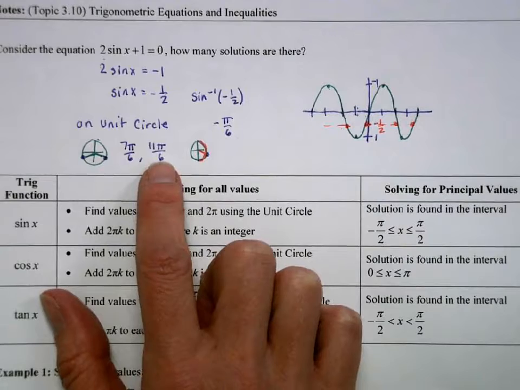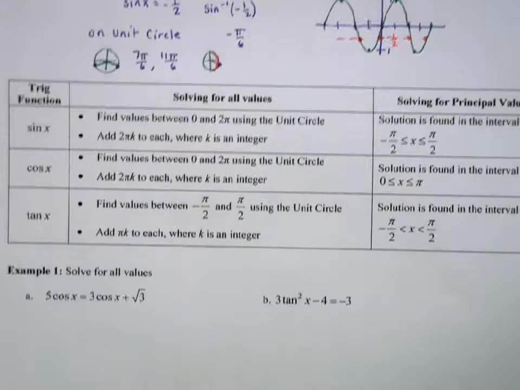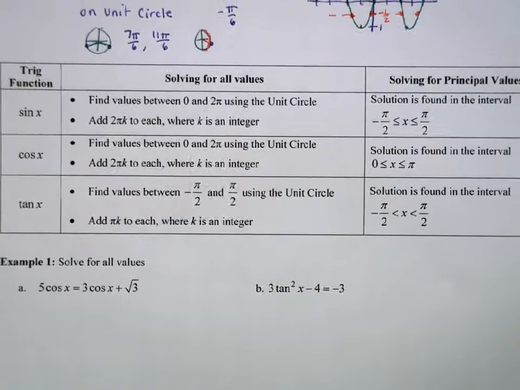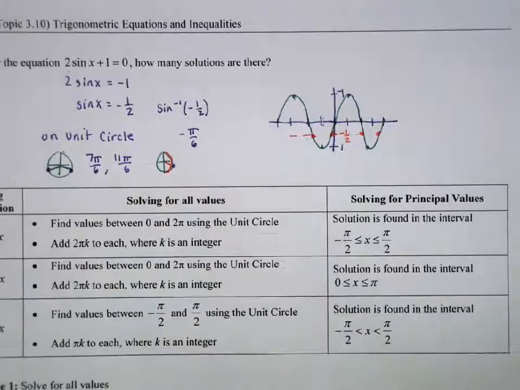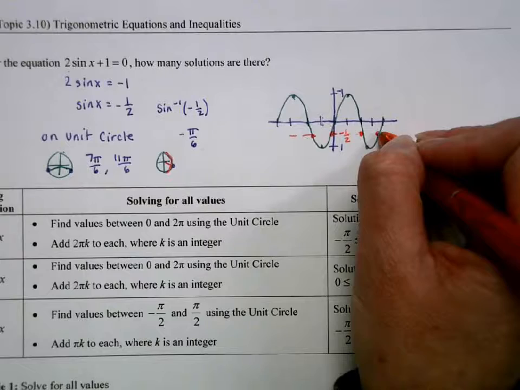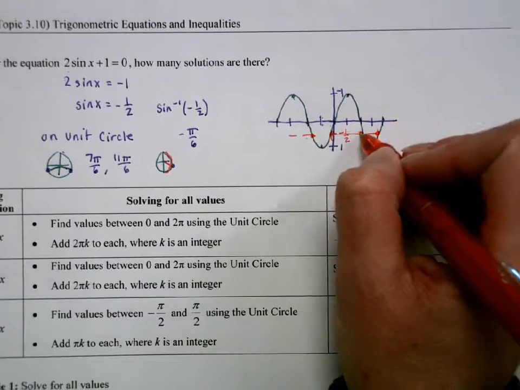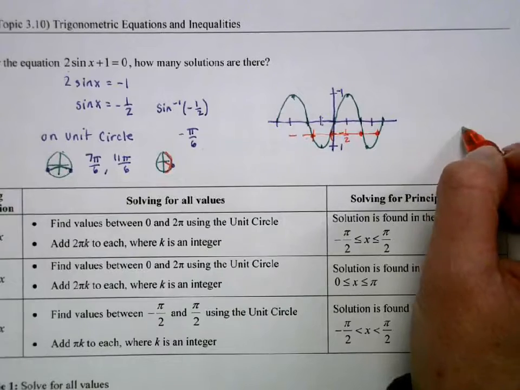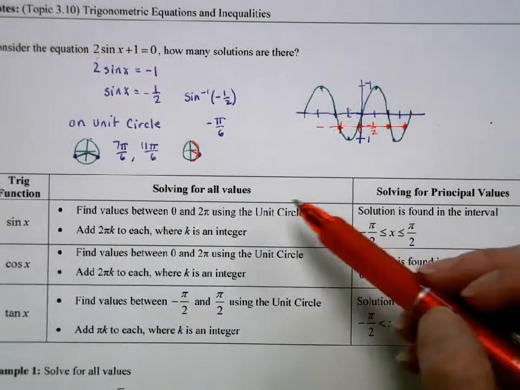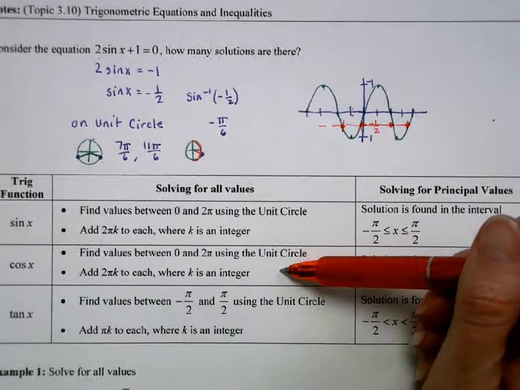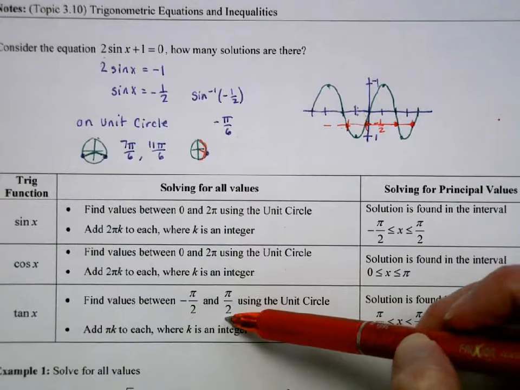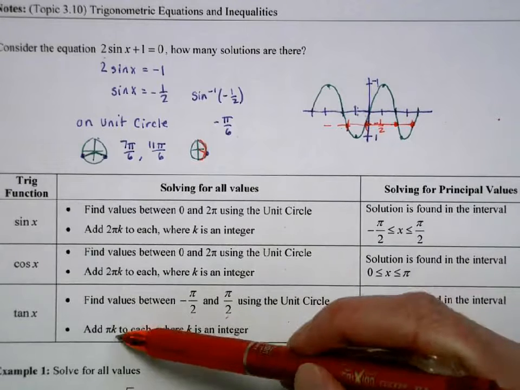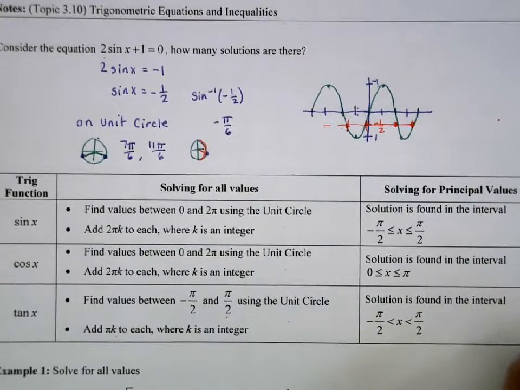If we're told a specific range, that makes things easy. If it's all values, essentially what we'll do is find the values between 0 and 2 pi using our unit circle, and then add 2 pi k to each, where k is an integer, because that's going to get me this solution and this solution. And then if I subtract 2 pi, we'll get this, subtract 2 pi to get this, add, we'll get all the other ones. So that'll gather all of those up. That'll be true for both sine and cosine for all real values. For tangent, the period is only pi, so we'll find it between negative pi over 2 and pi over 2 using the unit circle, and then add pi k to each since our period is pi.